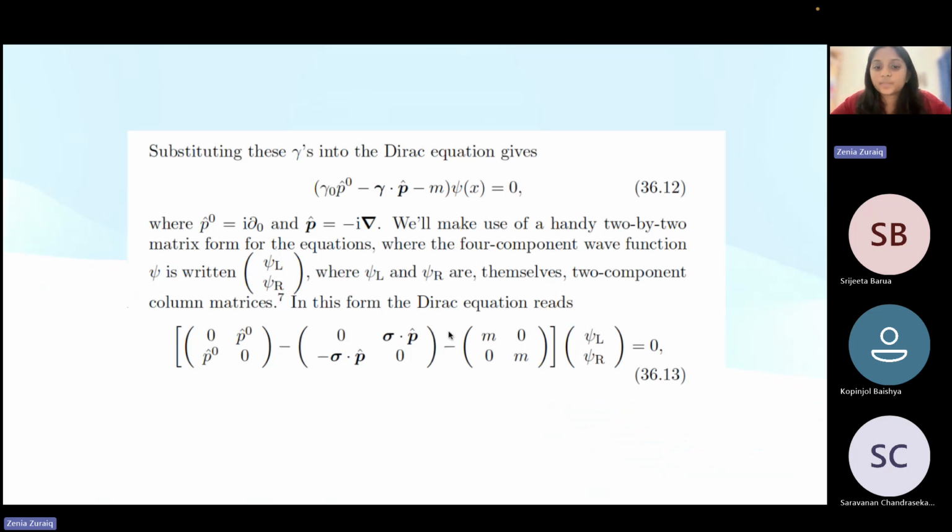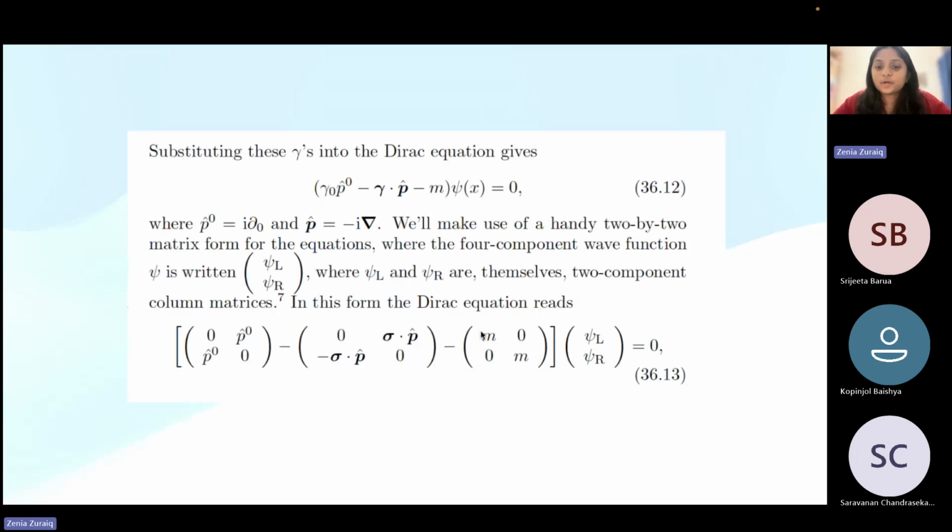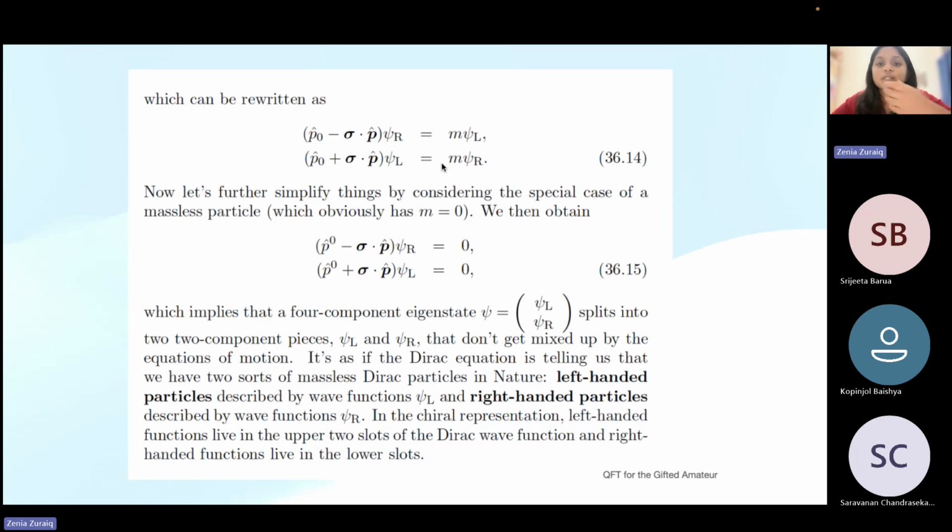Just keep in mind that this is still a 4 cross 4 matrix equation. This is still a 4 cross 4 matrix, just that this itself has two entries, this itself has two entries, and so on. So this itself is a block diagonal matrix. If you just expand this based on matrix multiplication, you can see that this goes down to two equations, right? So you have (p0 minus sigma dot p) psi R is equal to m psi L, and (p0 plus sigma dot p) psi L is equal to m psi R.